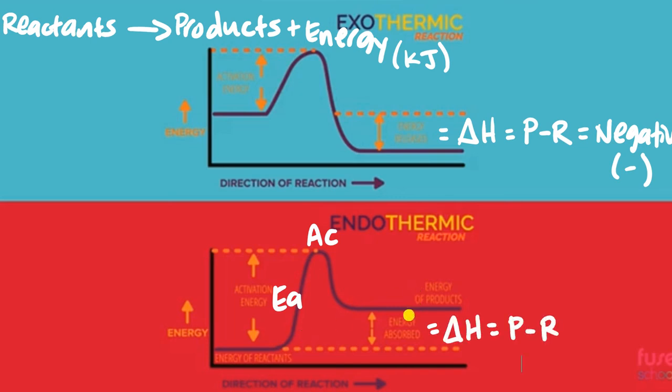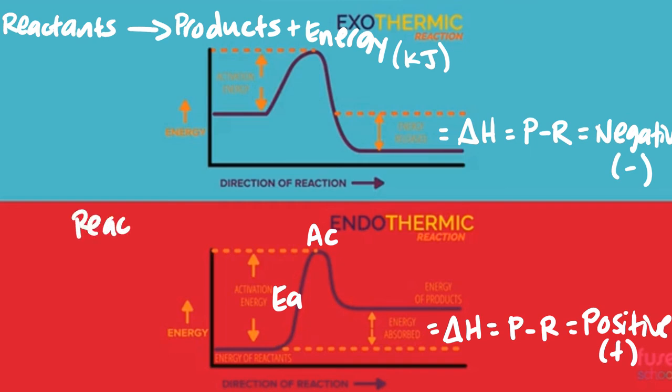But now for an endothermic reaction, since the value of the potential energy of the products is going to be greater than that of the reactants, when I actually do the math, products minus reactants, we're going to get a positive value. Okay, that's going to be some amount of positive number of kilojoules. And I'm going to do the same thing. We're going to write out a thermochemical equation.